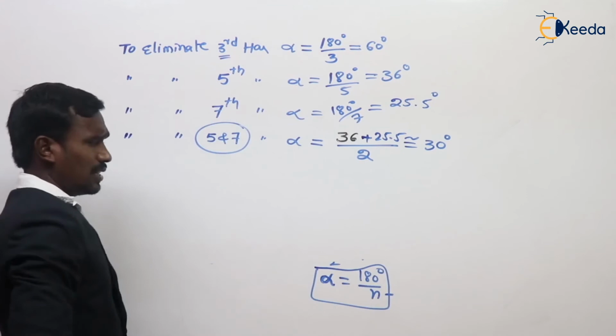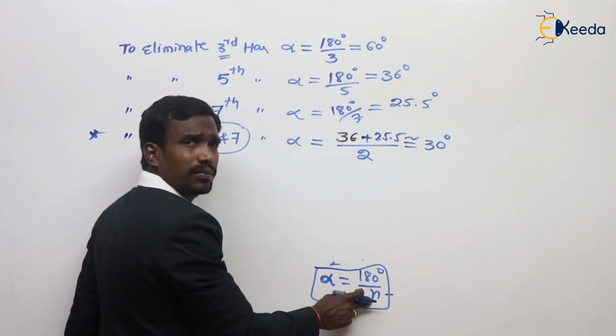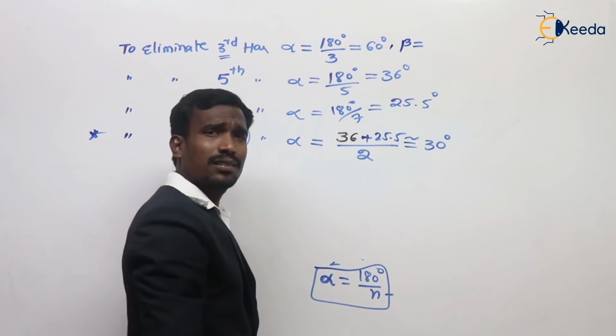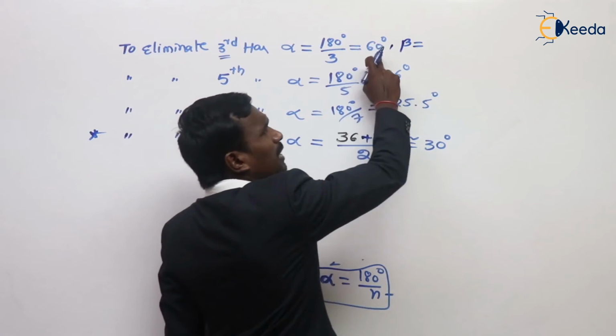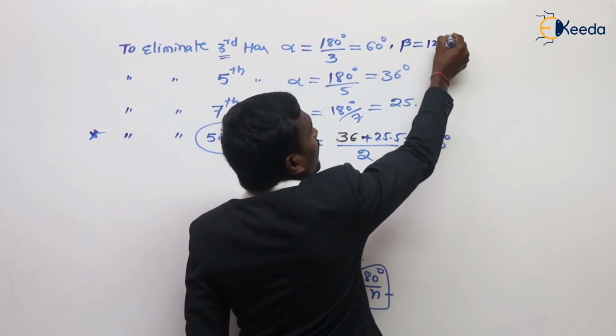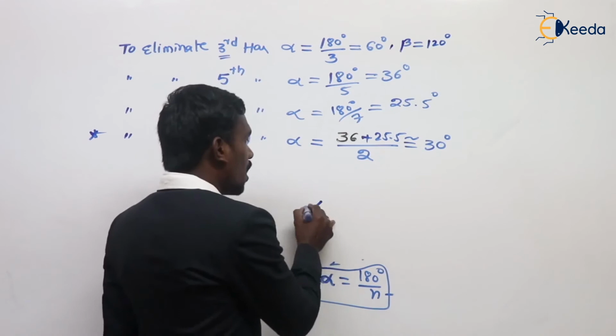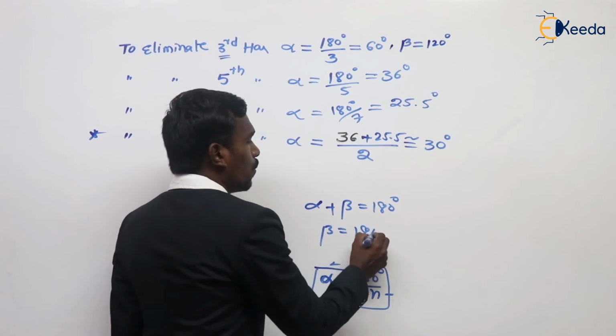Here, I have alpha. To eliminate third order, 180 by 3. Can you tell me what is beta? What is coil span to eliminate third order? Nothing but 180. When can we get the 180? If alpha 60 and beta 120, then we can get the 180. Alpha plus beta should be equal to 180. Beta is equal to 180 minus alpha. Beta is equal to 180 minus 60, 120.